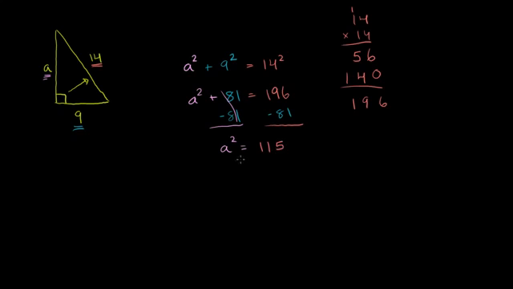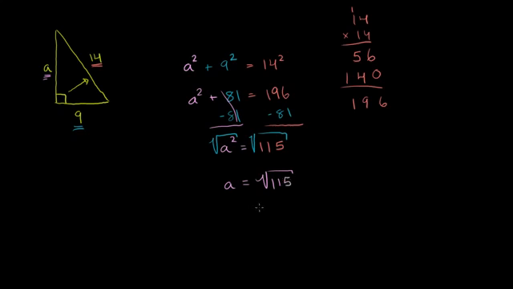And then to solve for a, we just take the square root of both sides, the principal square root, the positive square root of both sides of this equation. So let's do that, because we're dealing with distances. You can't have a negative distance here. And we get a is equal to the square root of 115.